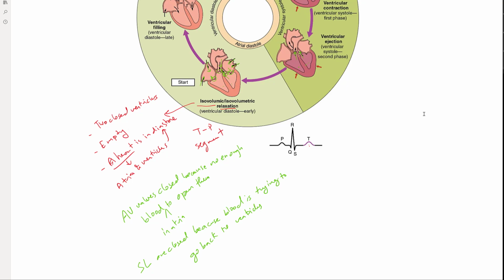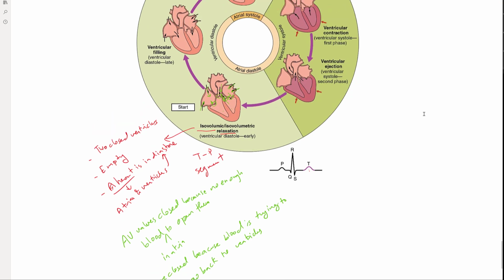And that's why they are closed. Okay, so that's why both of those ventricles are isolated from outside and all of the valves are closed. Different reasons, but the result is the same, that all valves are closed.